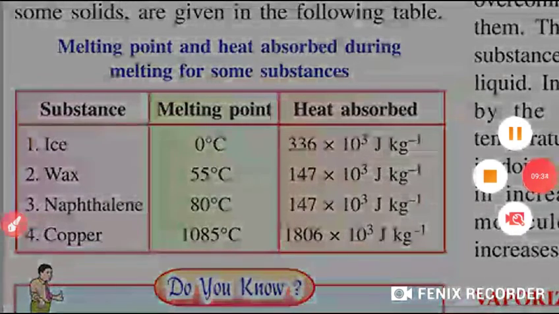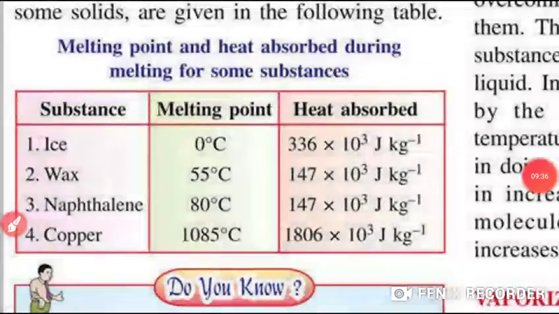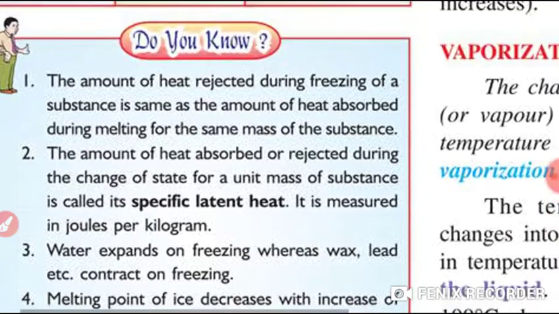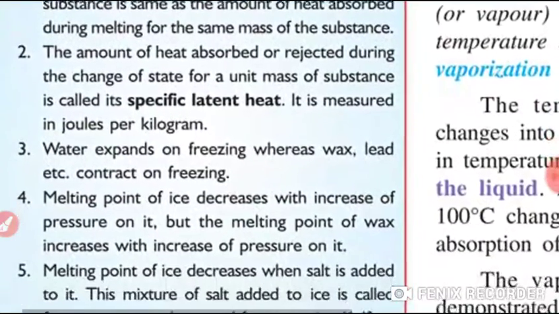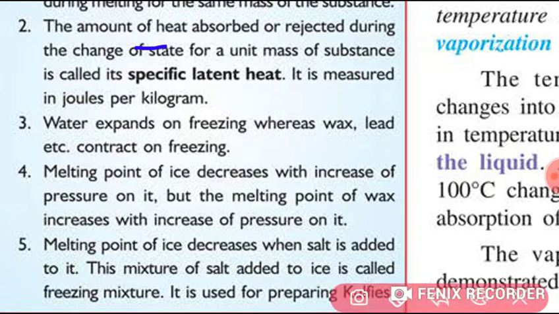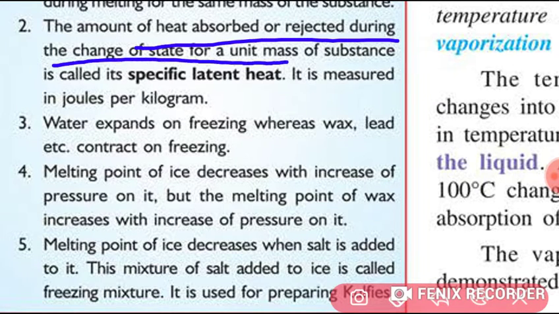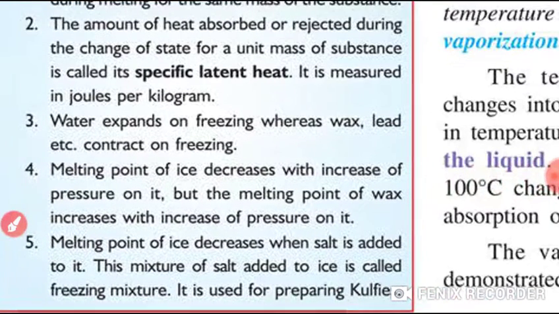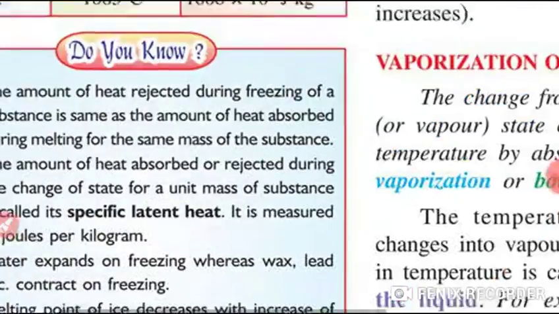Okay. So students, now one point is there. Just mark that point, remember this, and write it in your copy also: the amount of heat absorbed or rejected during the change of state for a unit mass of substance is called specific latent heat, and it is measured in joules per kilogram. Okay, learn this point. This is an important point.